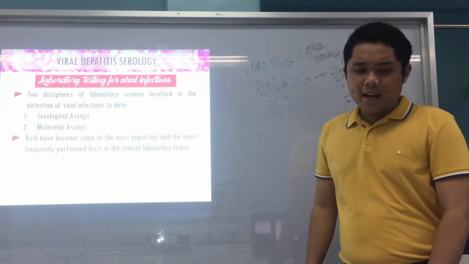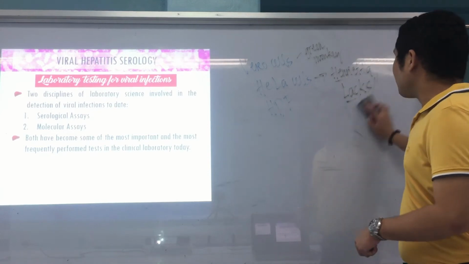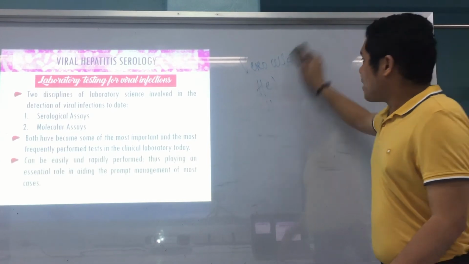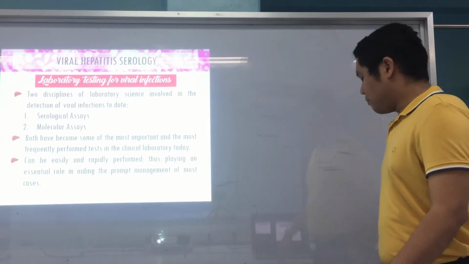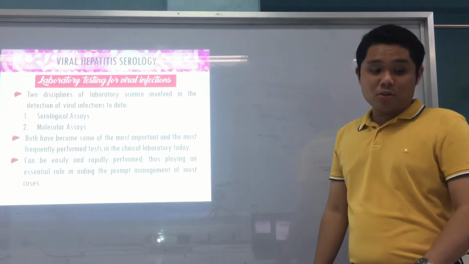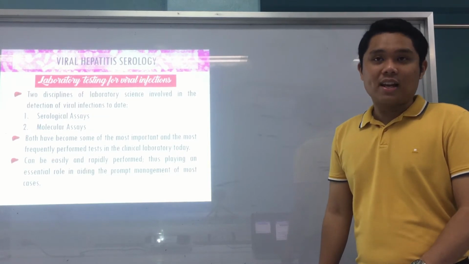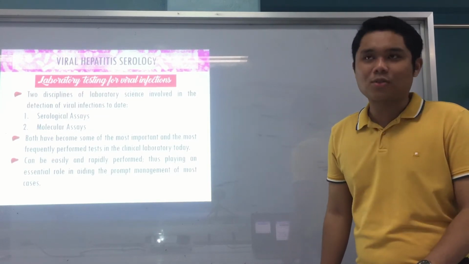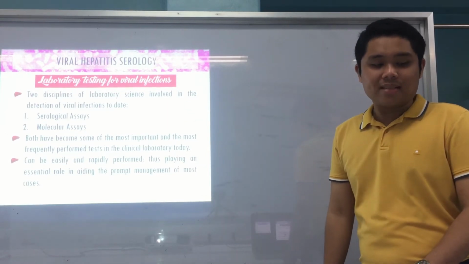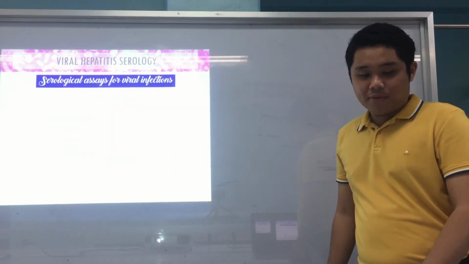Those are the different methods on how we diagnose viral infections in the laboratory. Both have become some of the most important and most frequently performed tests in the laboratory nowadays. They can be easily and rapidly performed, thus playing an essential role in aiding the prompt management of most cases. Viral infections are one of the most common infections in humans, so it's imperative that we use these different assays. Now we go to the different serological assays for viral infections.